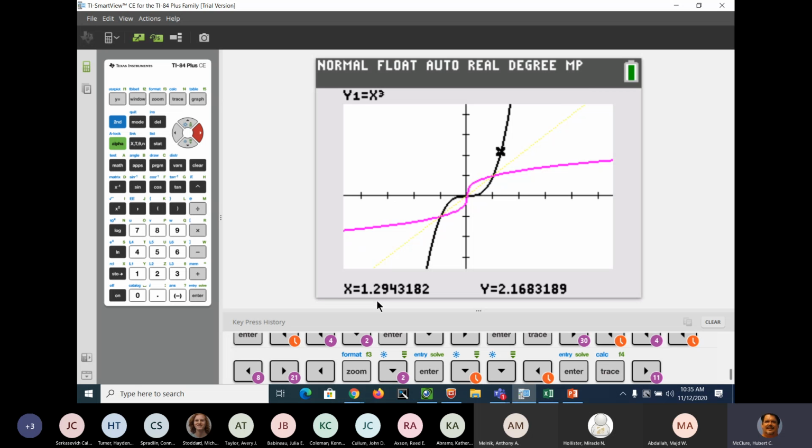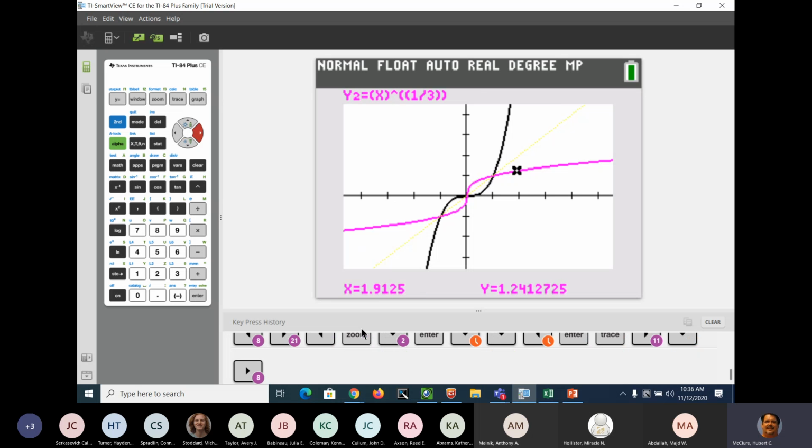Let's do 1.294, comma, 2.16. Now I'm going to jump down to the pink one, and I want to find 2.16. So I'm going to go to 2.16. It's close enough. And look, they're switched.